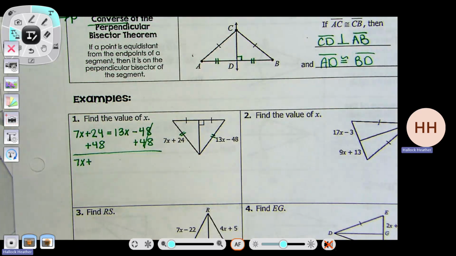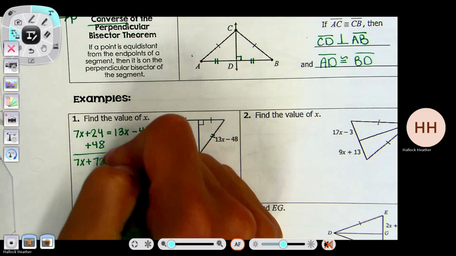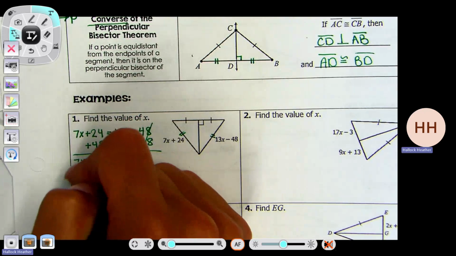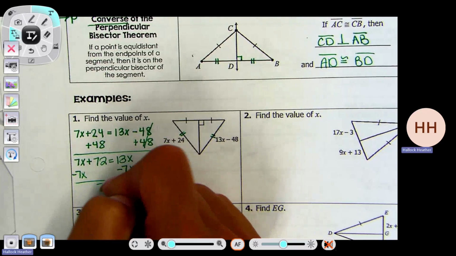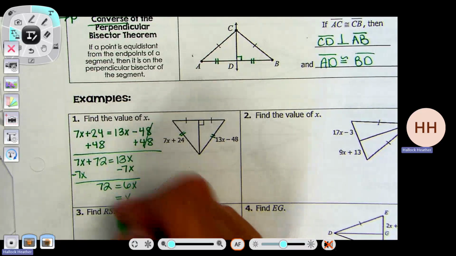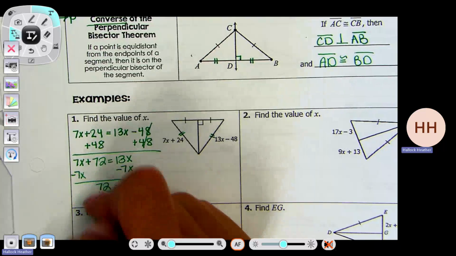How much is that? Why am I having a brain fart? Is that 72? Yeah. Okay, 72 equals 6x. If you divide, what do you get? 12. That was easy.